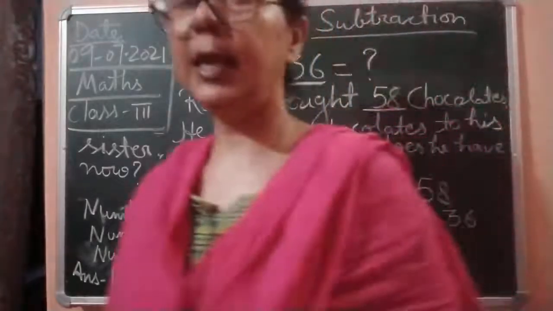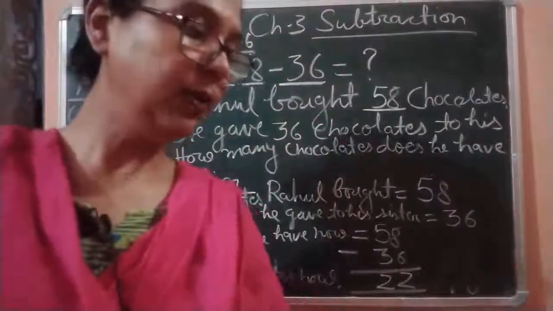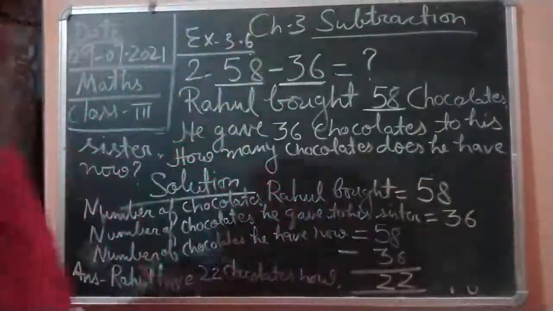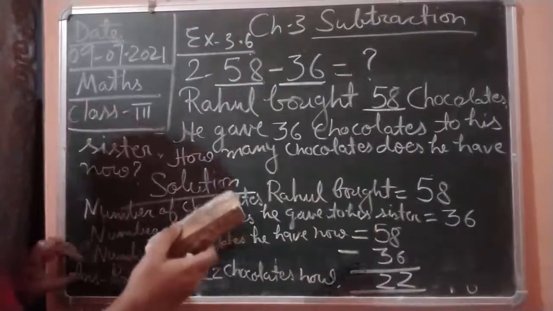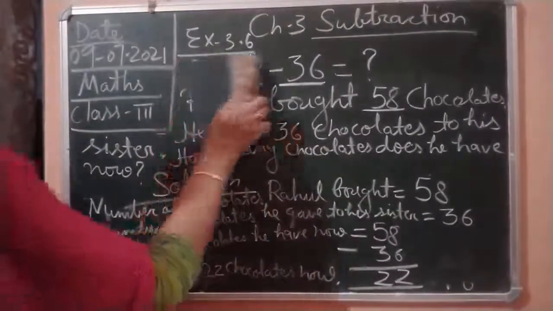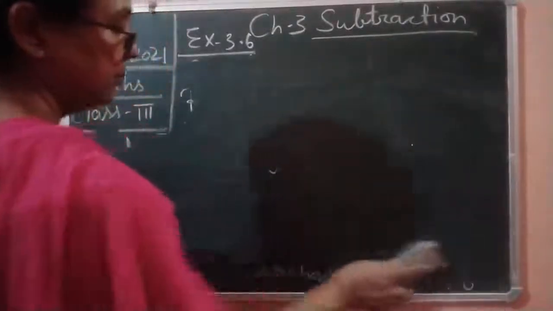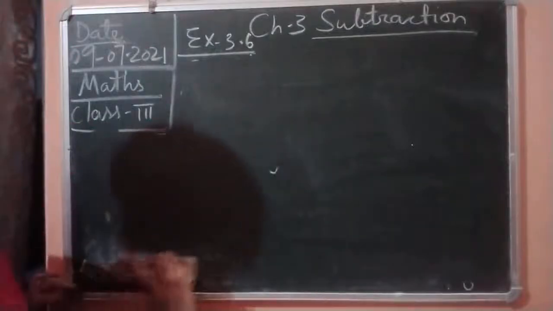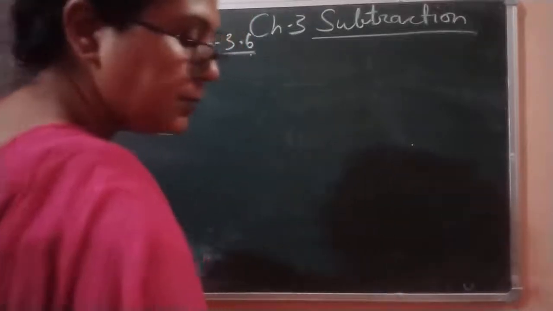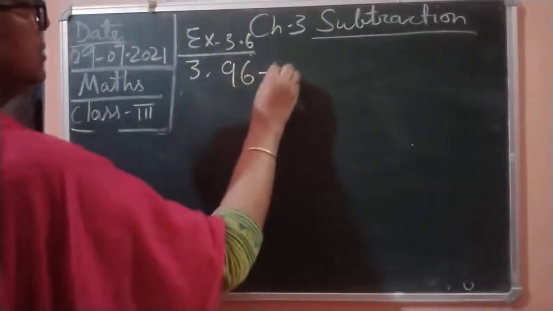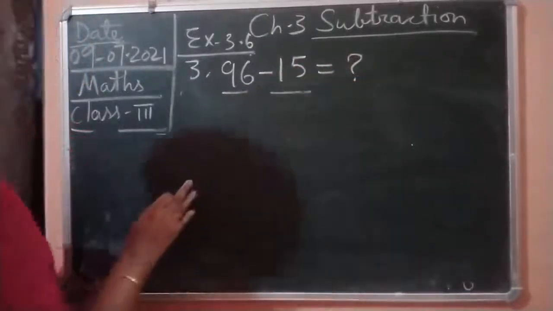Now we are moving to the next word problem. That is actually the given number. So we have to create a problem. Now the third number is 96 minus 15. So beta, take a screenshot. Now we are moving to the third number. Number 3 is 96 minus 15. Okay. So we have to write the answer first over here.